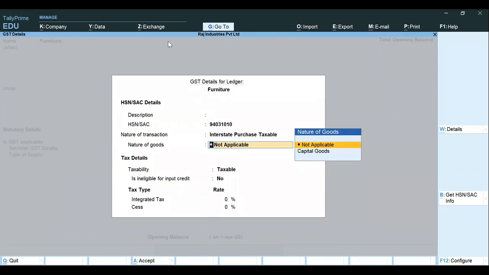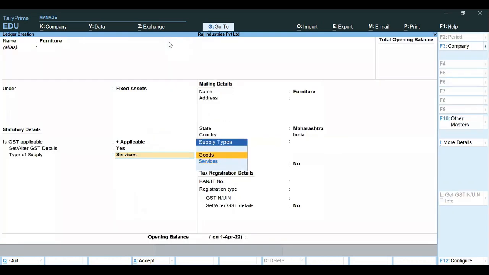So I've shown you two types of transactions here. One is nature of transaction, which was purchase taxable intra-state. The other is interstate purchase taxable, meaning you're purchasing from outside the state where you are registered. All right, this is a capital good. Is ineligible for input credit? Yes, I'm not going to consume this as ITC, and the rate is 18%. Type of supply is goods, and I accept this ledger.